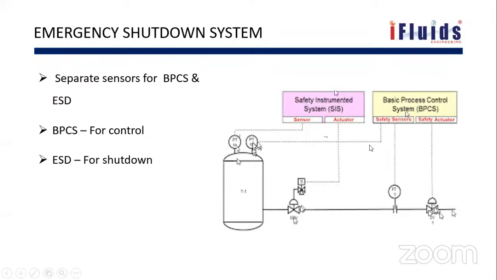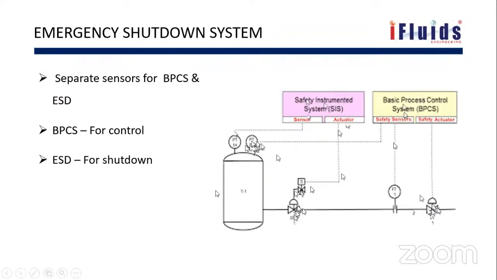If there is any failure in this pressure sensing, or if the pressure is continuously increasing beyond the control range of this control valve, what happens? This will come into the picture. This has a separate sensor and a separate actuator. Even after controlling, if the pressure is still increasing, this one will come into action and will instruct the system to close the valve. So this is how it happens.